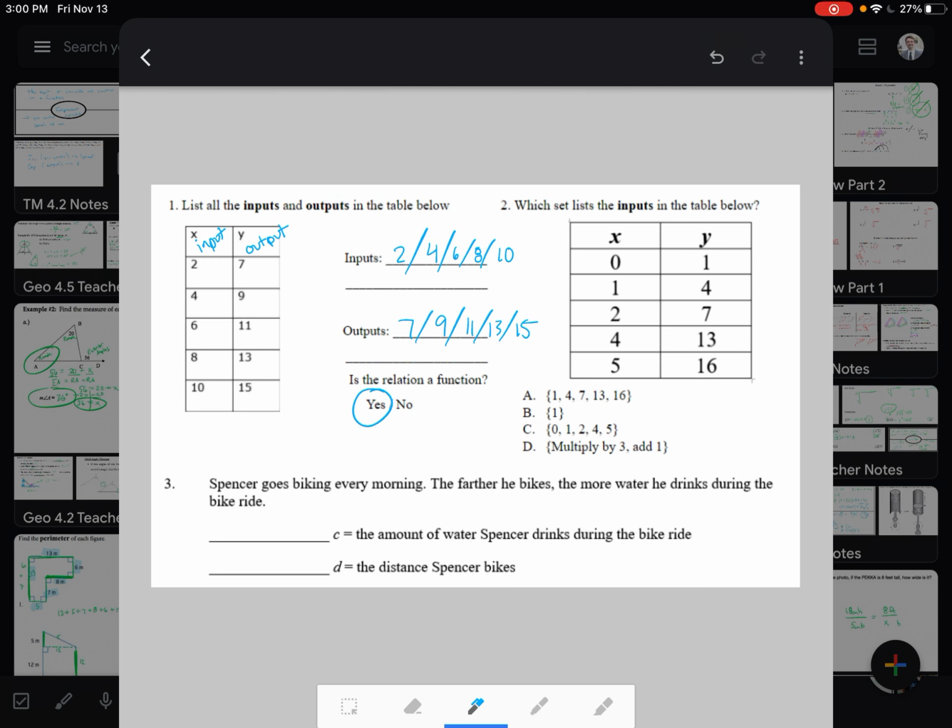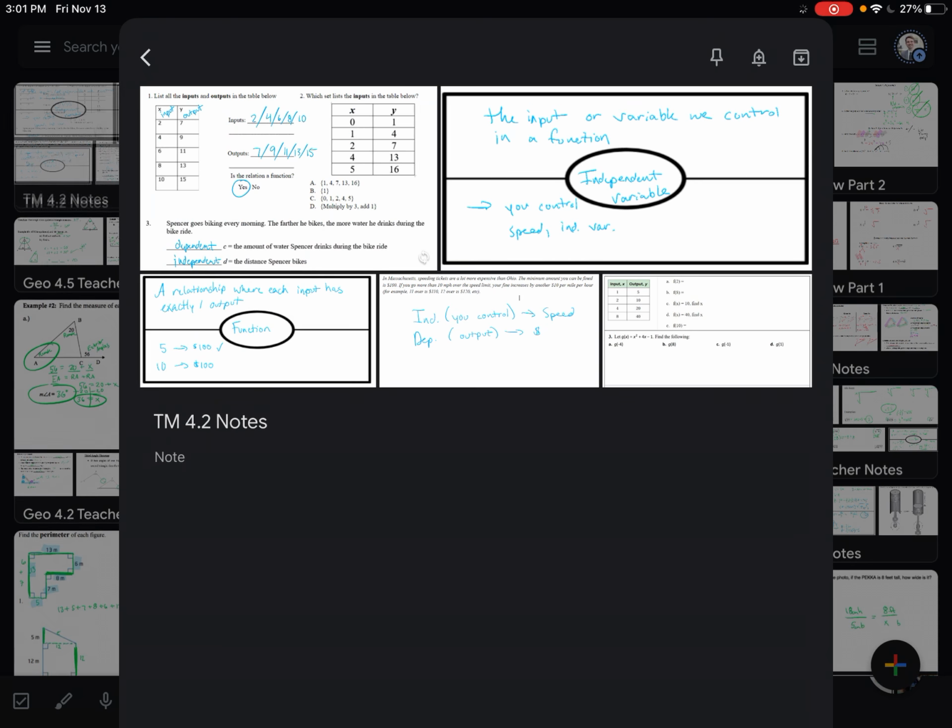So if we're thinking about this here, independent or dependent variable, well, the distance Spencer bikes, that's what he controls. That is his independent variable. It's his input. His dependent variable, water, depends on what he drinks, not the other way around. It's not like, oh, he drinks water and then magically he starts biking. No, he's biking and then that makes him want to drink water. So again, it's the biking that causes the water drinking. So again, thinking about cause and effect, the order in which these things happen.